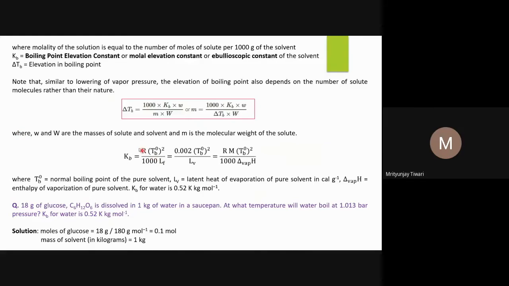And now Kb, similar to Kf, is equal to R into T naught B square. The only difference is that there we used the freezing point temperature, and here we use the boiling point of the pure solvent. So Kb is equal to R into T naught B whole square, where T naught B is the boiling point of the pure solvent, divided by 1000 into L B. Sorry, this is L B.